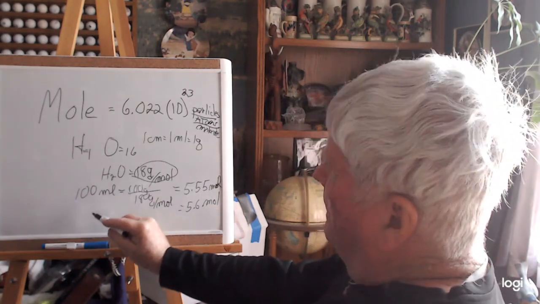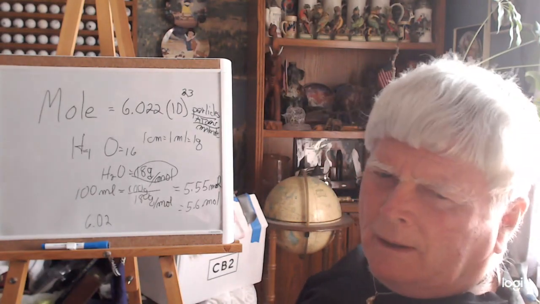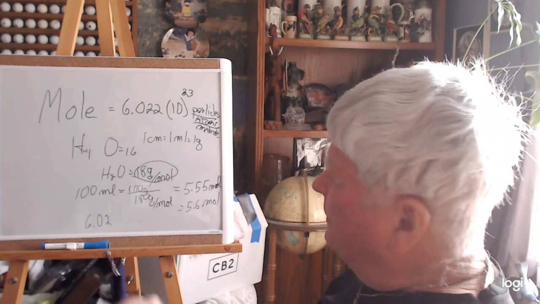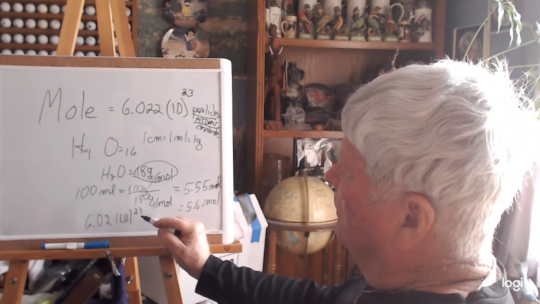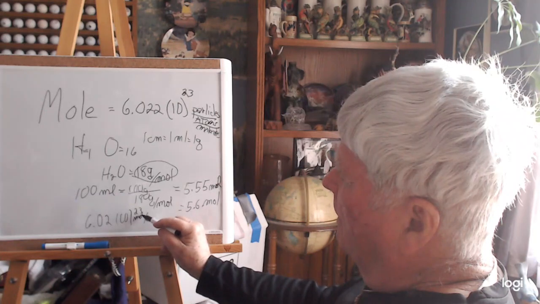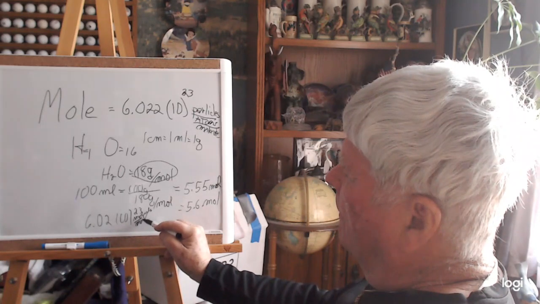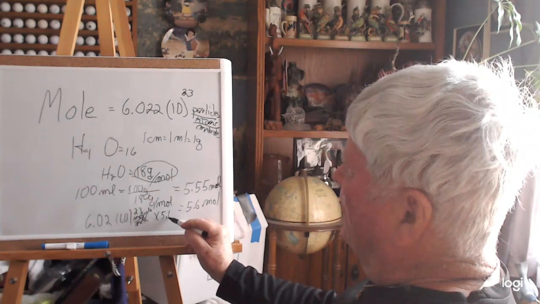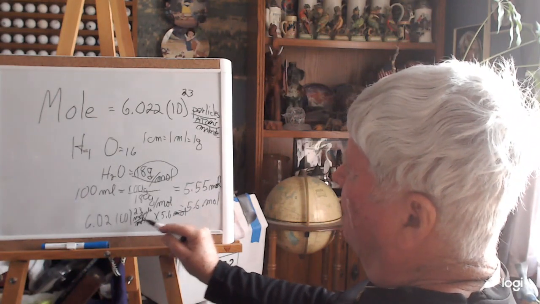Now, if you multiply that by 6.02, and in most instances, the 6.022 becomes 6.02. It's rare that it's taken out further. 6.02 times 10 to the 23rd, that's the number of molecules per mole, times the 5.6 moles. Notice the moles cancel out and you're left with molecules.